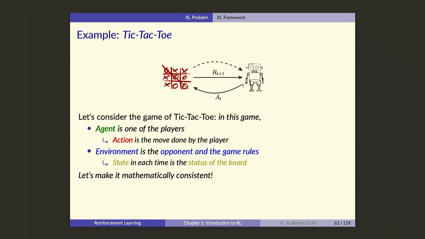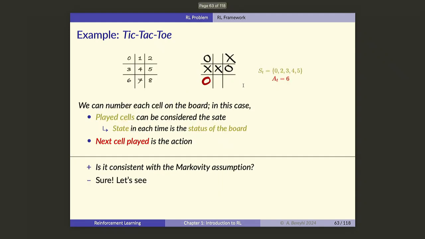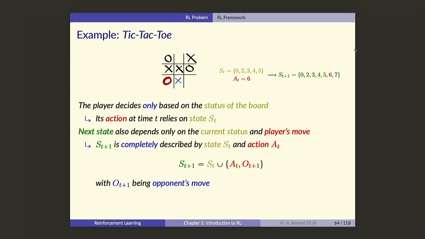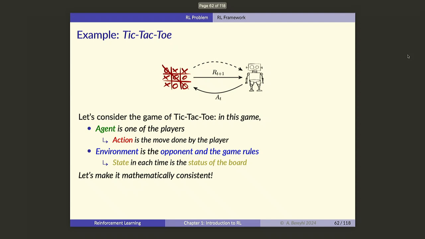Just to recap what we are doing here, we have the agent and we have the environment. The environment could be anything. In this example, it was tic-tac-toe. I am the agent, and I am going to act. My action is which cell I am going to play. The environment is the collection of the game rules and the opponent who is playing the game with me. The state is what we have on the board when we are playing.